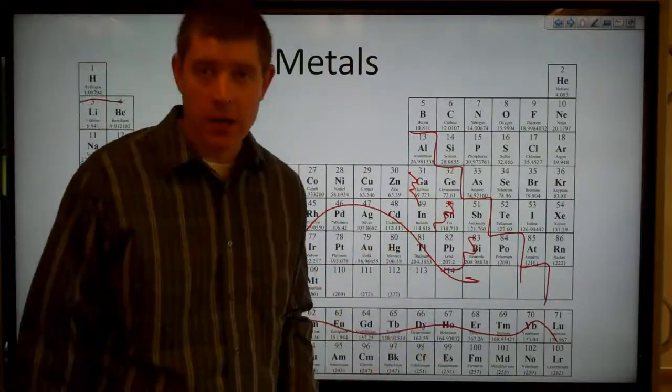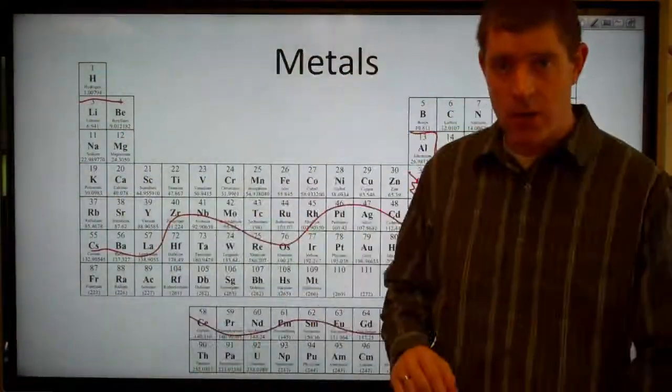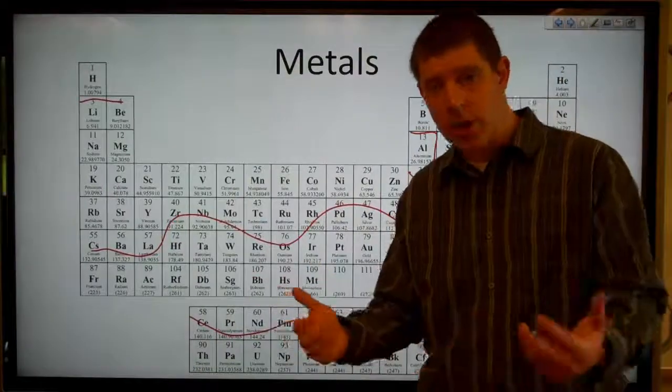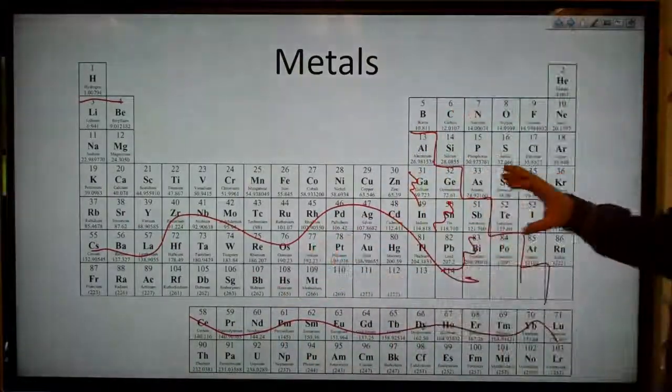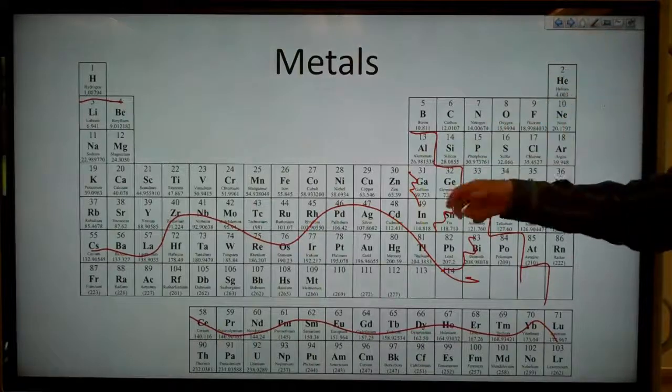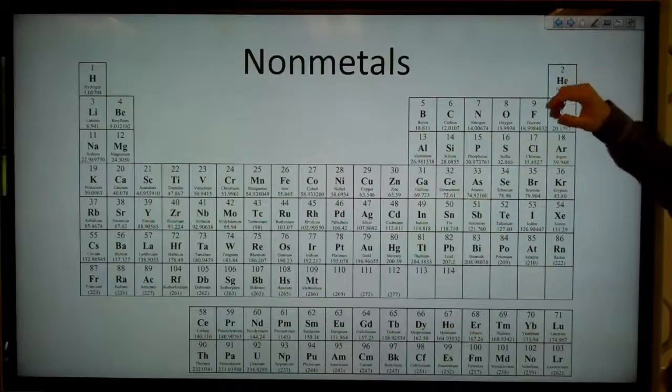They form metallic bonds within the element from one atom of that element to another atom of the element, and so on. So they all have certain properties. They're all generally conductive.